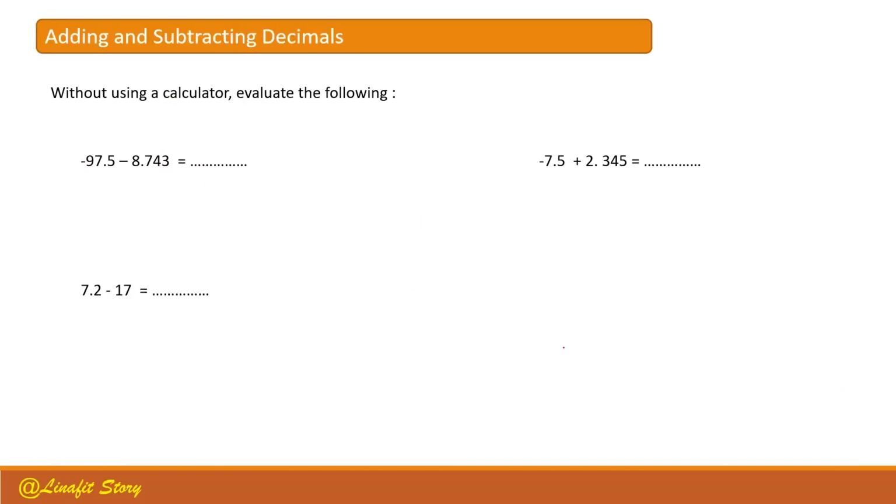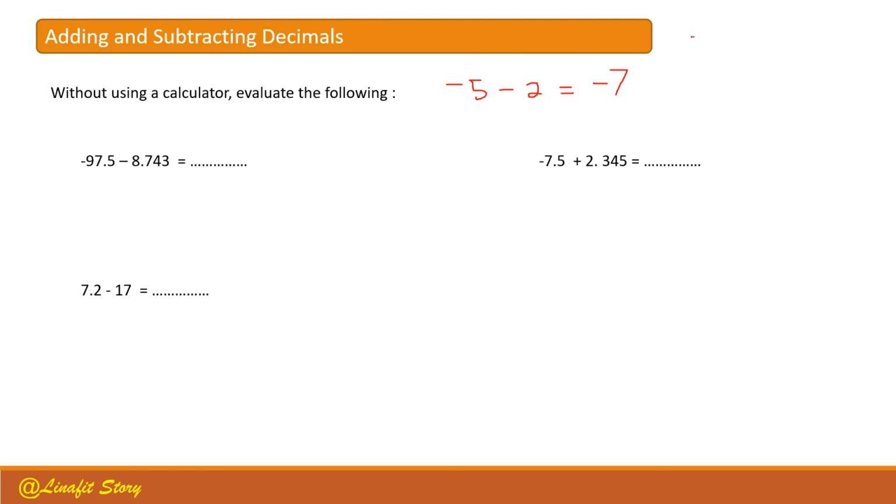Before we learn how to add and subtract decimals, let's review. For example, negative 5 minus 2. You have negative 5 and you have another negative 2. So the answer is negative 7. So remember, subtracting a negative is the same as adding.